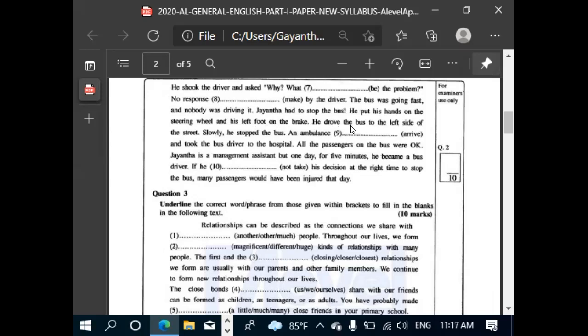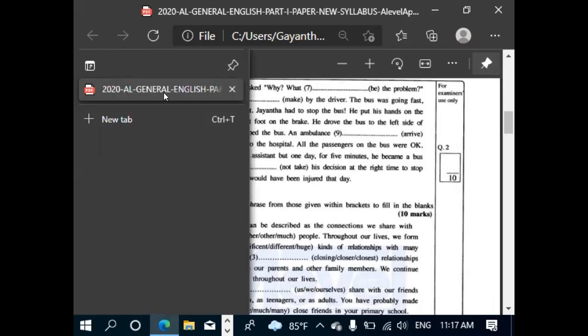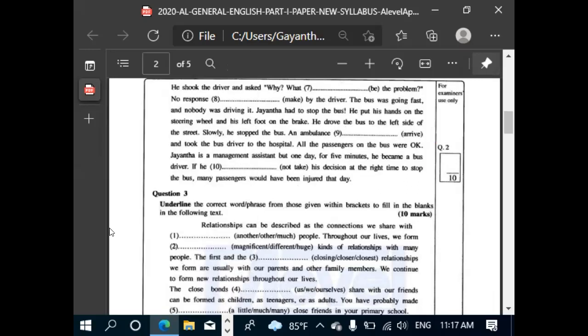He drove the bus to the left side of the street. Slowly, he stopped the bus. An ambulance, blank, within brackets, arrived and took the bus driver to the hospital. What is the answer for the ninth one? Arrived. The past tense verb of arrive, add ed.